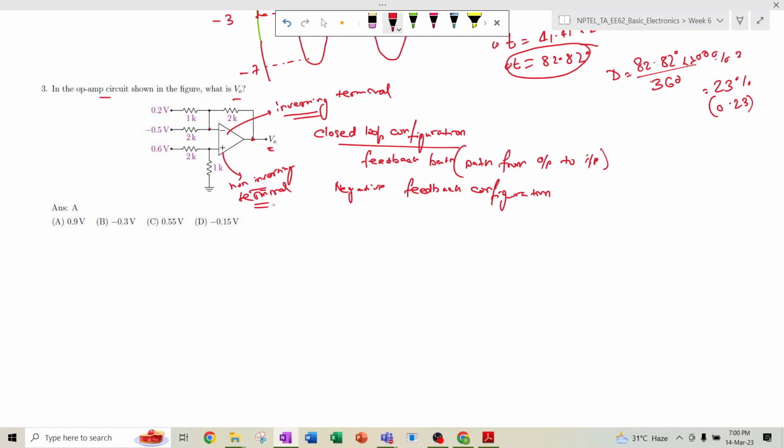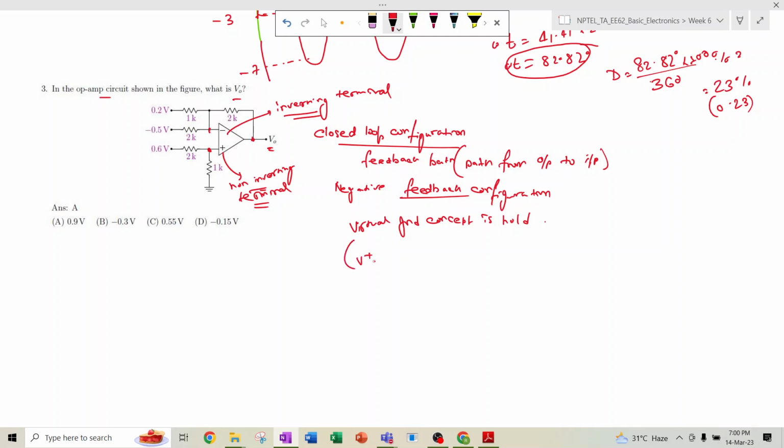So the feedback path is connected from the output to the inverting terminal. That means it is a negative feedback configuration. So in the negative feedback configuration, the virtual ground concept holds. Now we have to find out what is the value of V plus virtual.